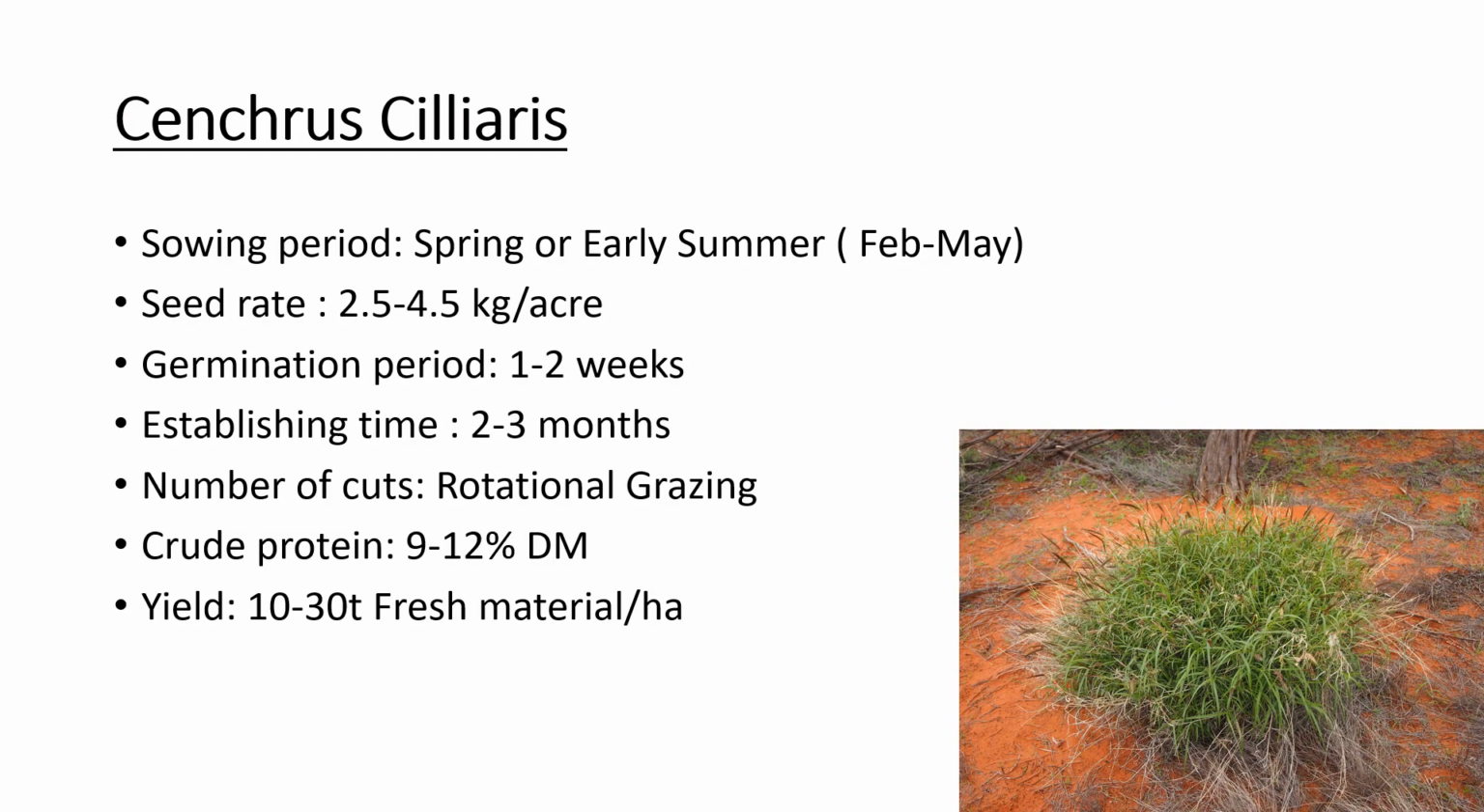So, Cenchrus ciliaris is a perennial grass that is mostly sown or germinates during the spring or early summer. It has very good drought resilience characteristics. It can germinate in 1 to 2 weeks and can fully establish in 2 to 3 months. We can have multiple cuts from it. Animals can feed year round on this grass. It has an extremely good concentration of crude protein and a very good yielding capacity.